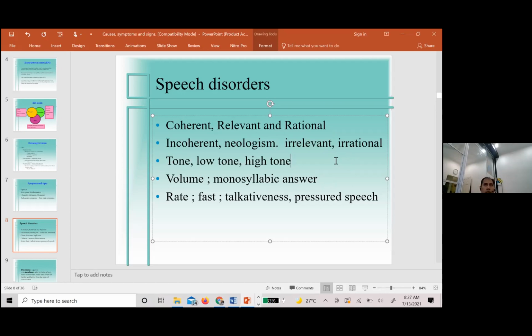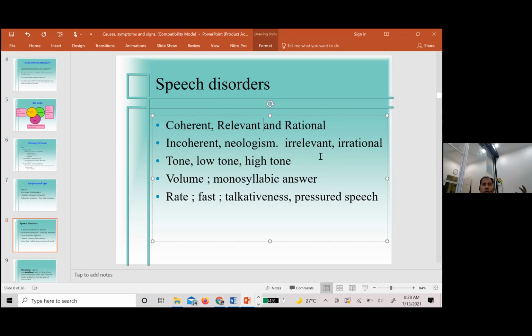Okay, what about irrational? The same example. Where do you stay? And the patient says, I'm staying under the sea. The patient actually answered the question, but is it something logical? This is illogical, and that's what we call irrational. So it has to be step by step. If there's no such thing, it is irrational; you can't say that it is relevant and coherent. It doesn't make sense. Understand? It has to be step by step.